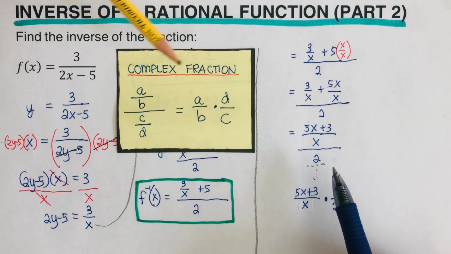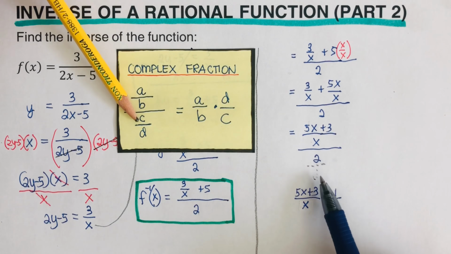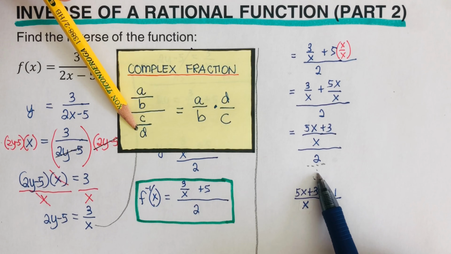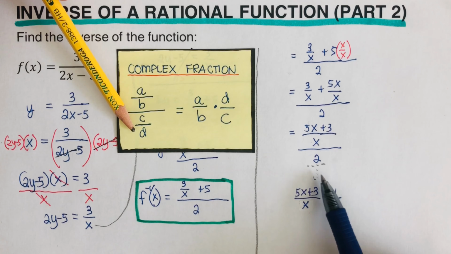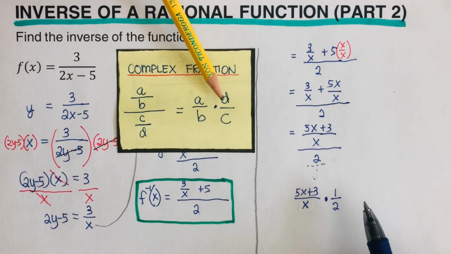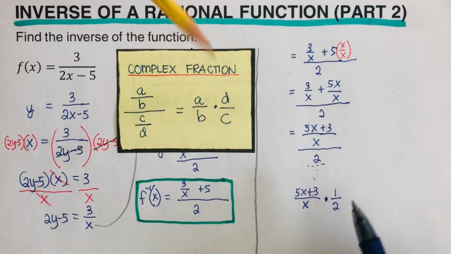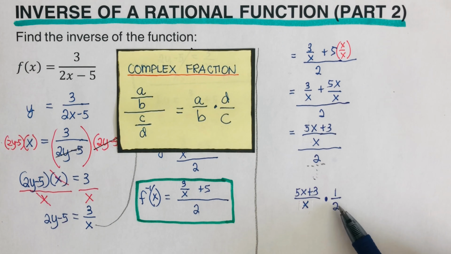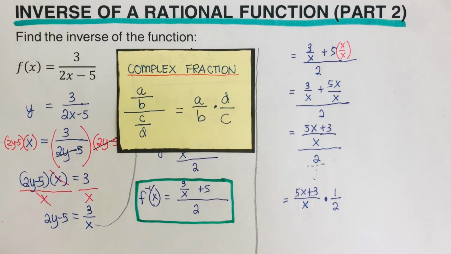And we can represent this as our C and our D. And in order that we can simplify this, we are going to flip this around. We're going to multiply this by d over c. So that would become 1 over 2. So then we can go ahead and simplify this.